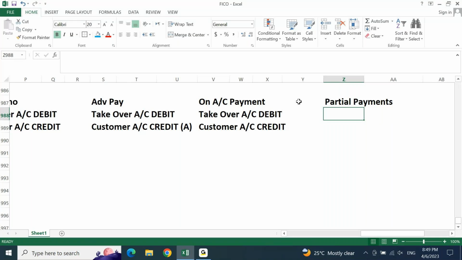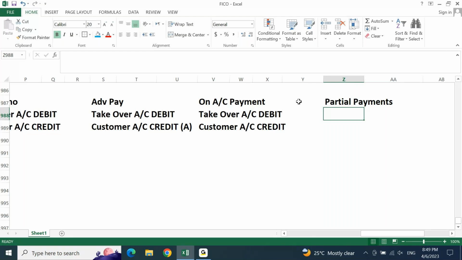Let's say this invoice has a partial payment of X amount. These invoices have the respective amounts in the partial payment. Accordingly, you will have to do it. Any partial payment is a manual upload. Any partial payment is what upload? Manual upload.